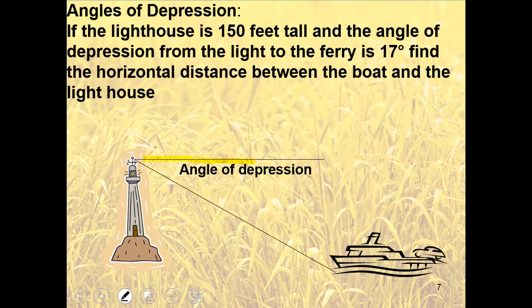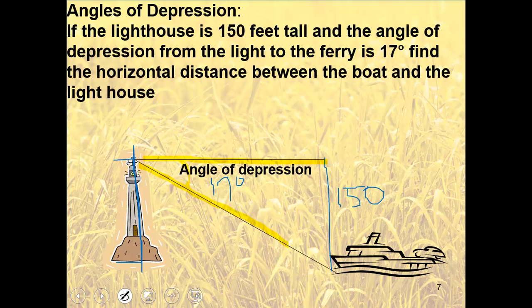So here is our angle of depression, and we want it to be 17 degrees. The lighthouse is 150 feet tall. So that's this distance right here, from here to here. If this is 150 feet, then oddly enough and wonderful, this is 150 feet.